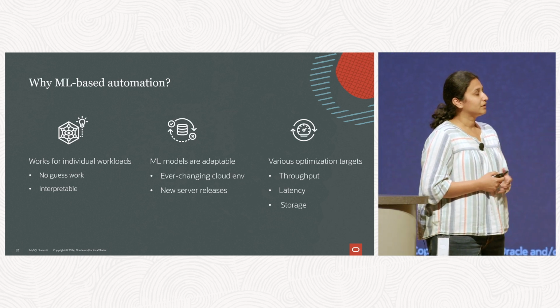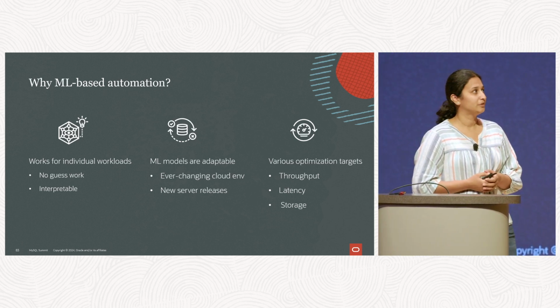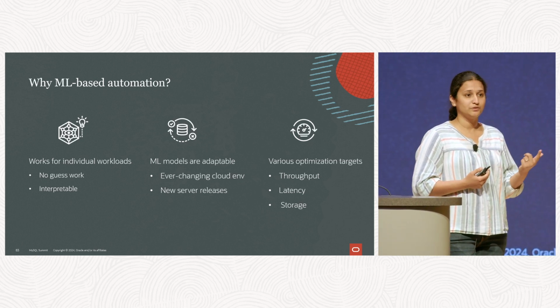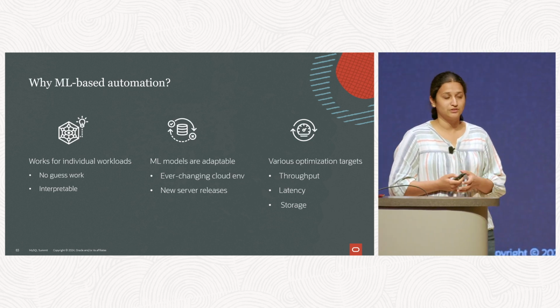And also, since we are trying to optimize for various targets, machine learning models help with that. We are trying to optimize for throughput, so we need high throughput, low latency, and also keep the storage cost minimal.